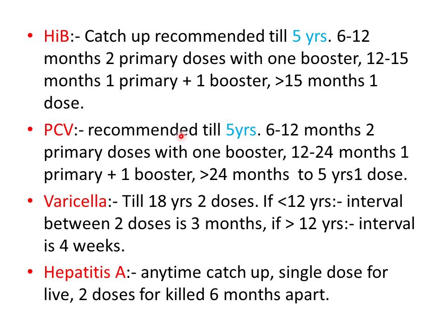PCV is also recommended till 5 years. For 6 to 12 months, two primary doses with one booster. For 12 to 24 months, one primary dose plus one booster. For more than 24 months to 5 years, one dose. For varicella, up to 18 years, there are two doses. For less than 12 years, 2 to 12 years, the interval is 3 months between two doses, whereas for more than 12 years the interval is 4 weeks.